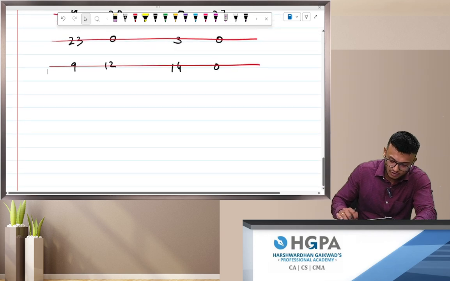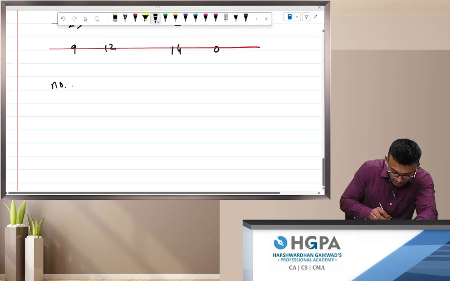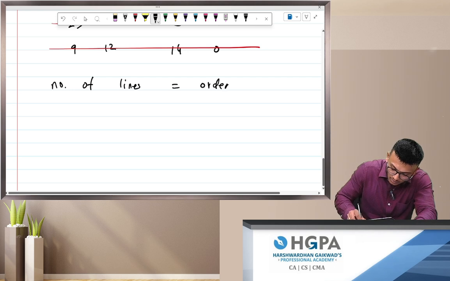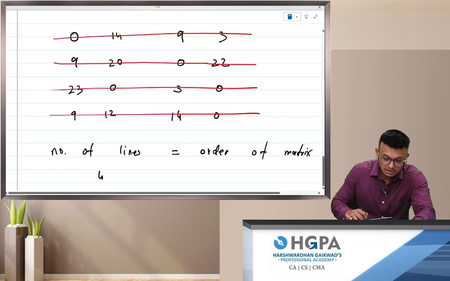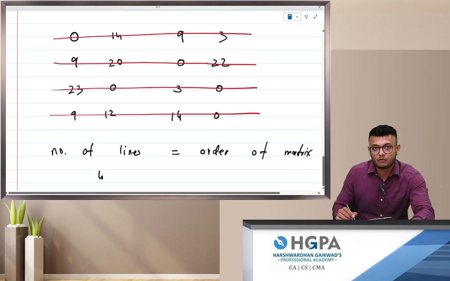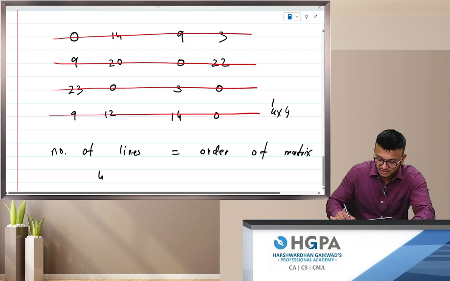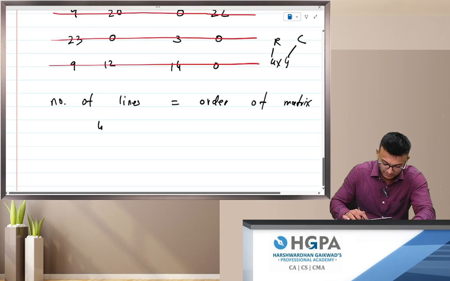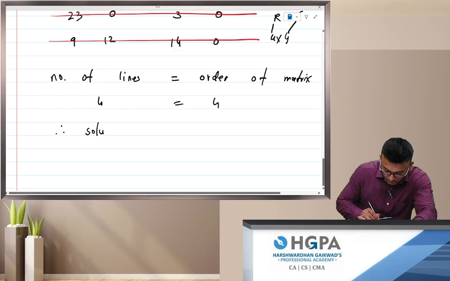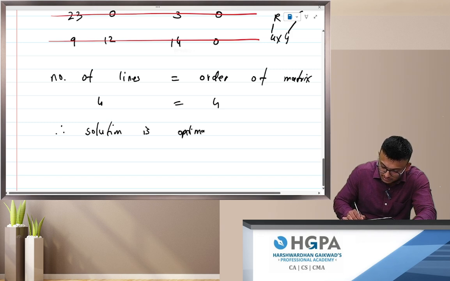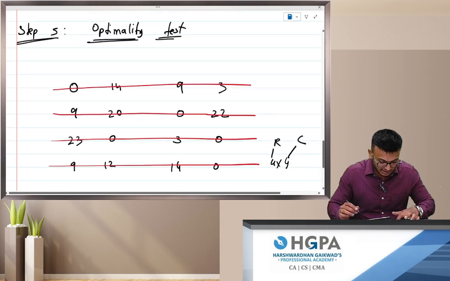How will you find out whether it is optimal or not? The number of lines must be equal to the order of the matrix. So is it matching? How many lines are there? There are 4 lines. What is the order of the matrix? This matrix is 4 by 4, like 4 into 4. 4 stands for rows, this stands for columns, so this is also 4. Therefore I will write: the solution is optimal. Then I will go ahead.